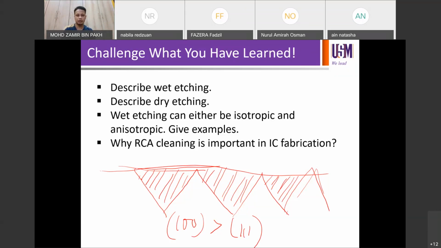So for isotropic, on the other hand, you're going to get something like this. You're going to get circular pores, bowl-shaped pores, because the etching in all directions is equal, right? Equal. Whereas for this, it is not equal. This one is the slowest plane, 111. Right? So what is this?